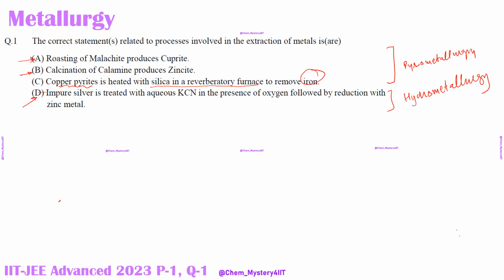And the last option was about hydrometallurgy, which is basically the leaching process in which potassium cyanide or sodium cyanide are being used, and they can be used for complex formation and then ultimately reduction of that silver complex by zinc metal into metallic silver. So many concepts put together into a single question, the expertise of JEE. Here we go.